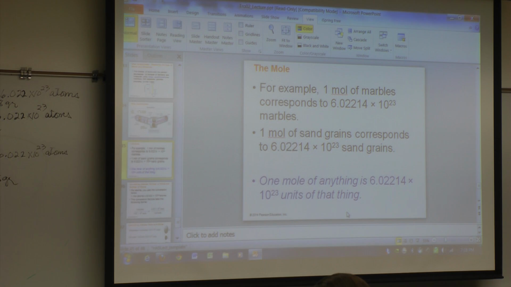1 mole of anything, right, is 6.02 times 10 to the 23rd of that thing. So that's what that means. And this is a very, very important concept to remember as far as chapter 2 is concerned, right? Because we will need to be able to convert grams into atoms, atoms into moles, and vice versa.